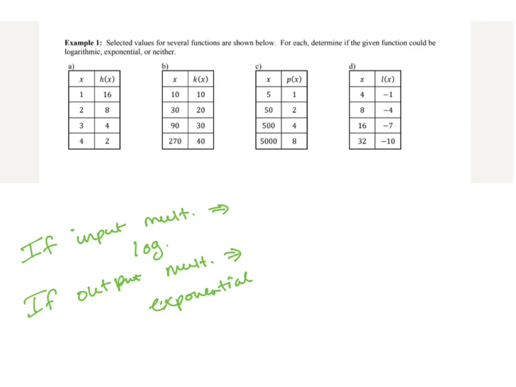Okay, so looking at example 1, they say selected values for several functions are shown below. For each, determine if the given function could be logarithmic, exponential, or neither. And these hold true if we're looking at equal intervals. Okay, so look at this first example A. Look at my x. X is increasing at the same rate every time. Plus 1, plus 1, plus 1. So these are what they call equal width input intervals. Equal width. That means the distance between them is the same every time. So what's happening in my y values?